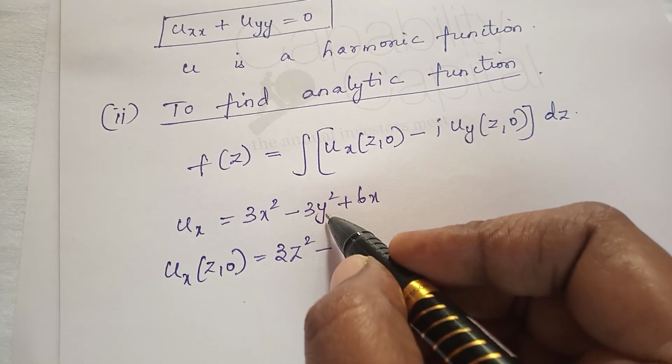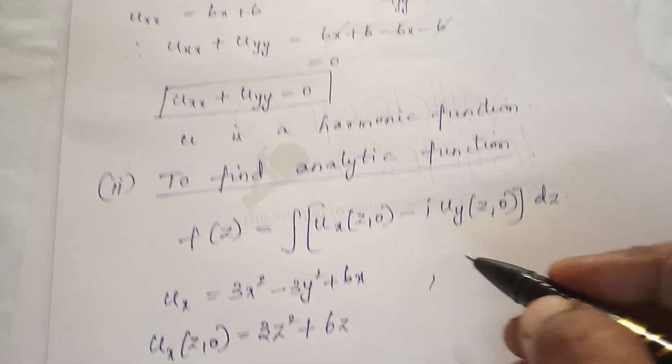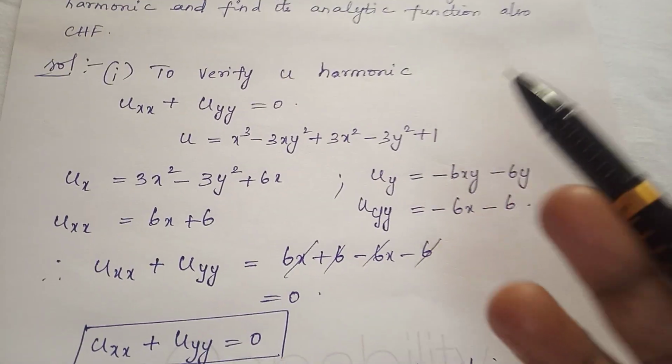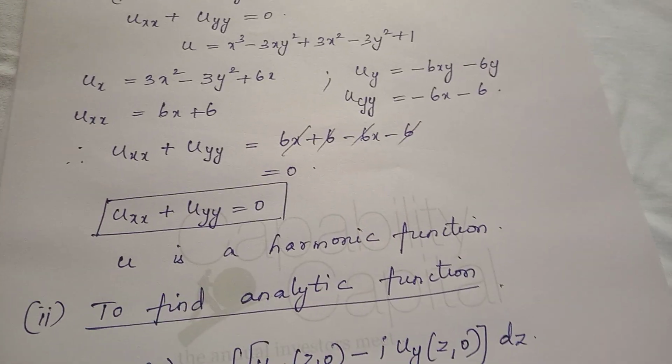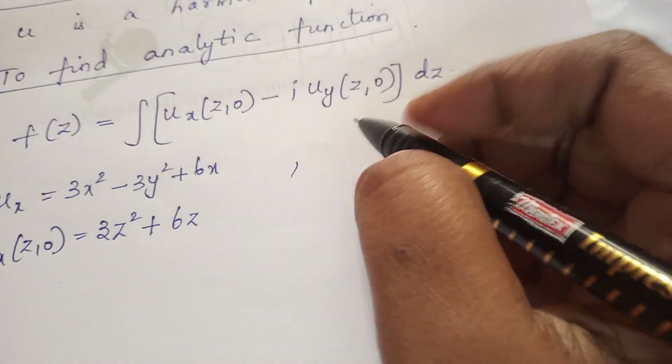If I substitute y = 0, this will be 0 plus 6z. And I already found u_x for this problem. Since I found it already, I am just writing from here to here. Otherwise you have to find it out again for this problem. Okay, so u_y is this. Now let me directly write it.